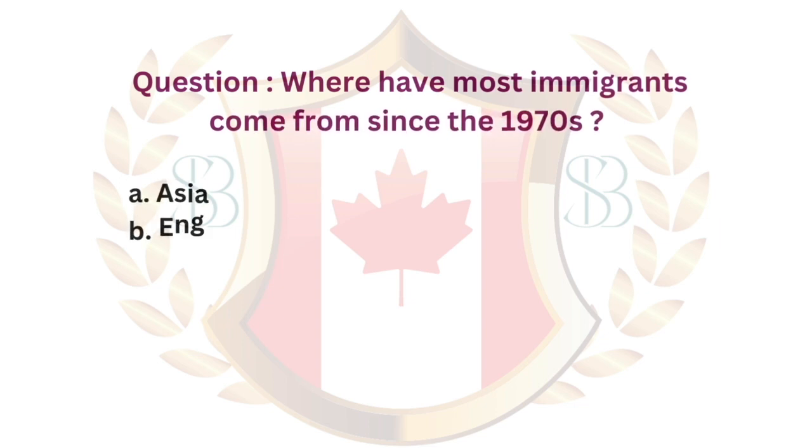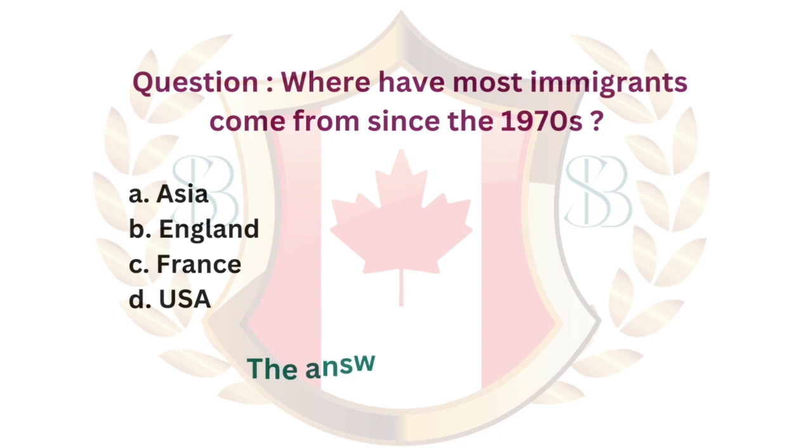Question: Where have most immigrants come from since the 1970s? A. Asia. B. England. C. France. D. USA. The answer is A. Asia.